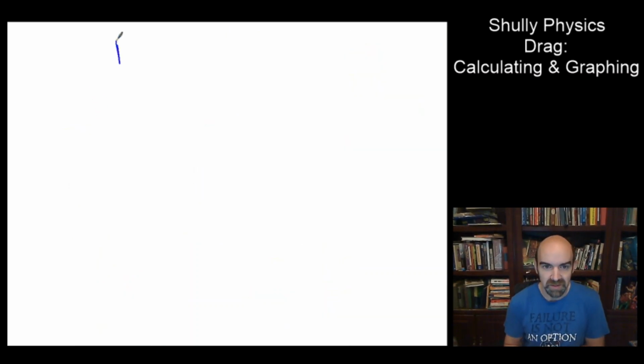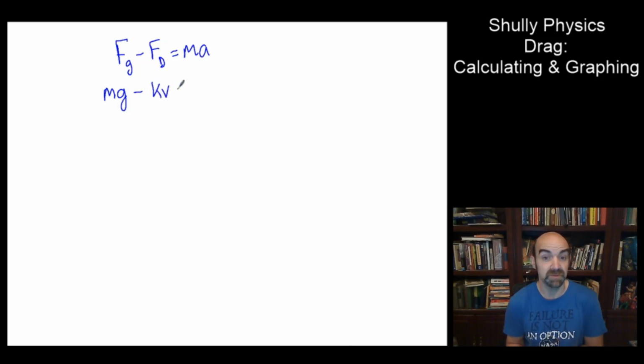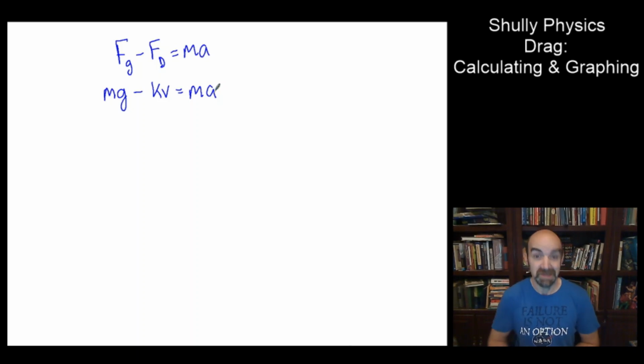So we had weight going down minus drag going up equals ma, straight from Newton's second law. It's a great place to start. Substitute in our knowns, our expressions for weight, and kv's expression for drag. This is our starting point. mg minus kv equals ma. Now it looks sort of innocent, doesn't look very complicated.